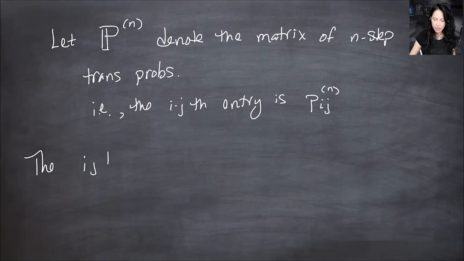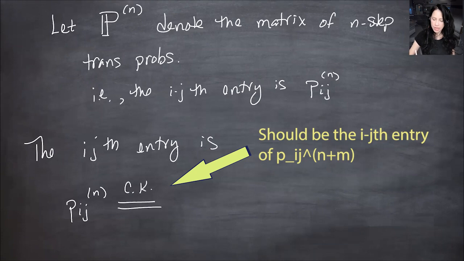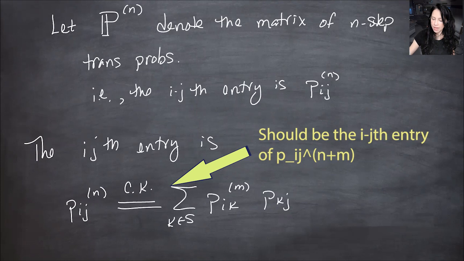The ijth entry is, well, I just wrote that, but lowercase p_ij super n, and by the Chapman-Kolmogorov equations, this is the sum over all k in the state space of p_ik in m units of time times p_kj in n units of time. And we could have interchanged the n and m, right? We could condition on where we are at time m or at time n. We are moving from 0 to n plus m, and we could have broken it up anywhere.